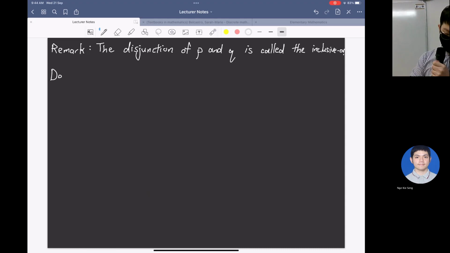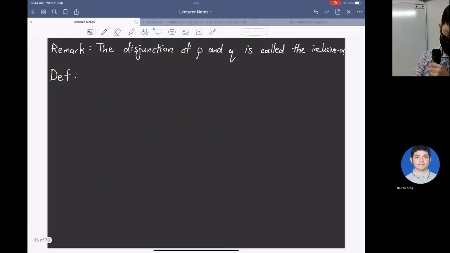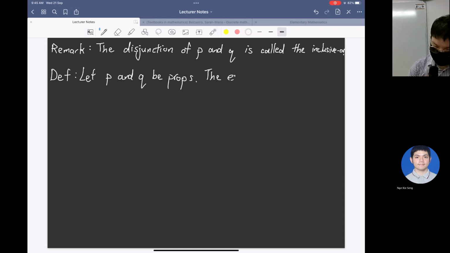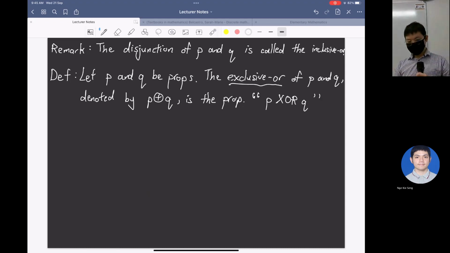And then the next one I want to introduce is XOR. Let me just copy this. Okay, never mind, I'll do it again. Let P and Q be propositions again. The exclusive or of P and Q, denoted by P ⊕ Q, is the proposition P XOR Q.